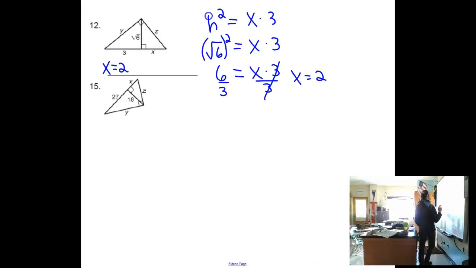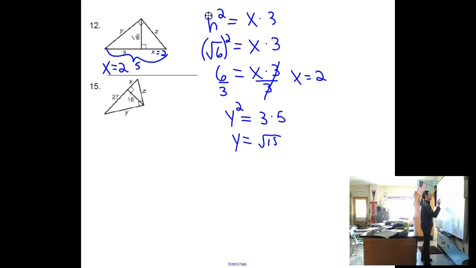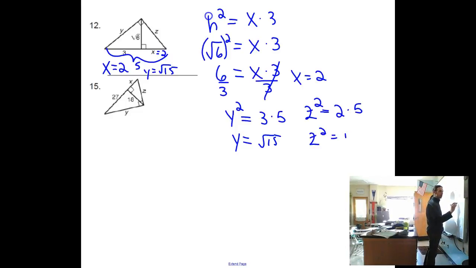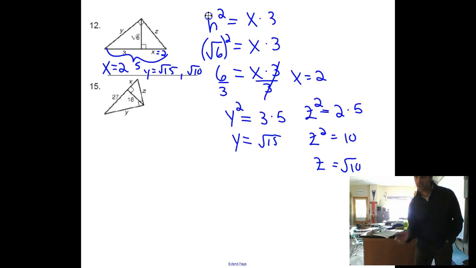Because the full length here now, if this is 2, that means the full length here is 5. So y squared equals 3 times 5. y equals the square root of 15. And last but not least, the same thing with z. z squared equals 2 times 5. So 2 times 5 is 10. z squared equals 10. Take the square root. z equals the square root of 10. I've now just solved all the missing sides.